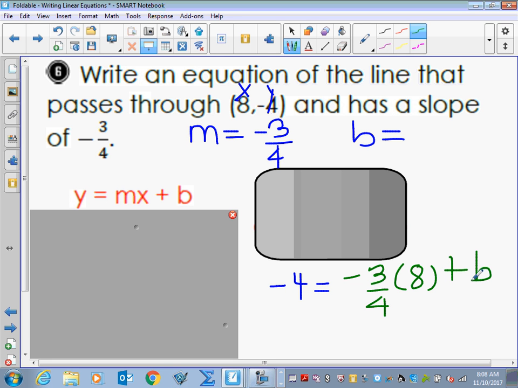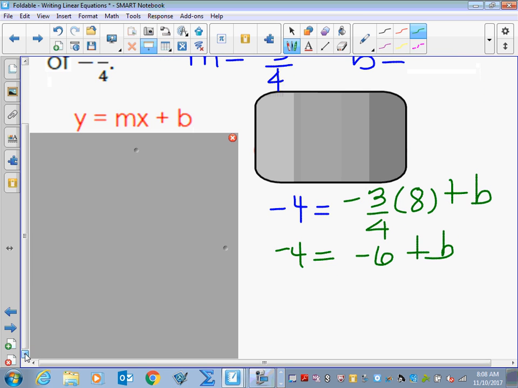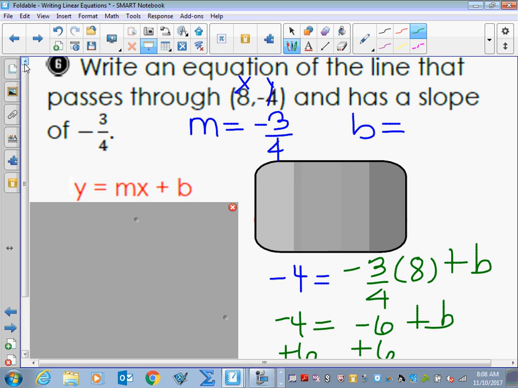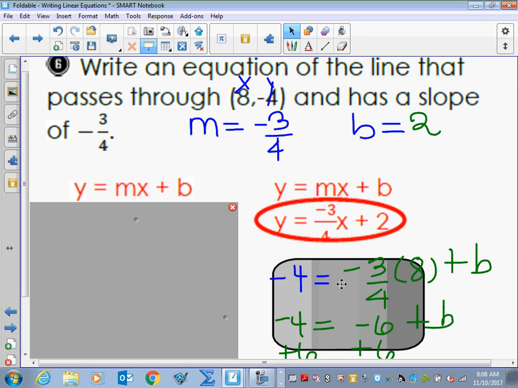So -3 times 8 is -24. -24 divided by 4 is what? -6. Okay, so now I'm just going to add 6 to both sides. So b equals 2. So once I have 2, then I'm ready to write my equation. Okay, so we should have y equals -3/4 x plus 2.